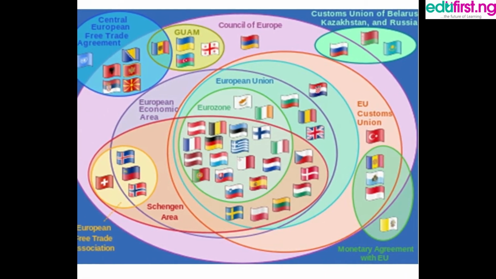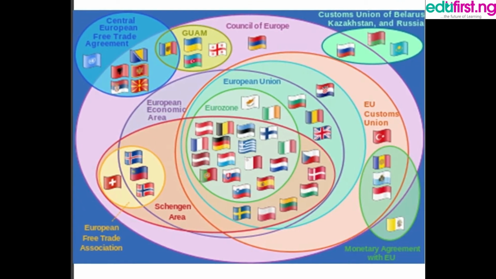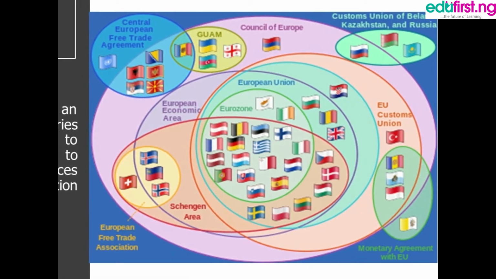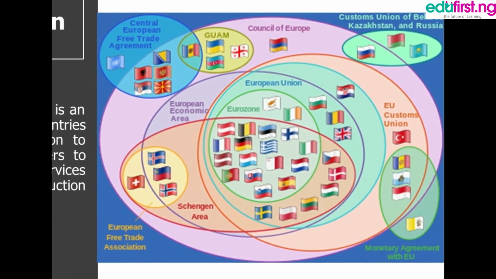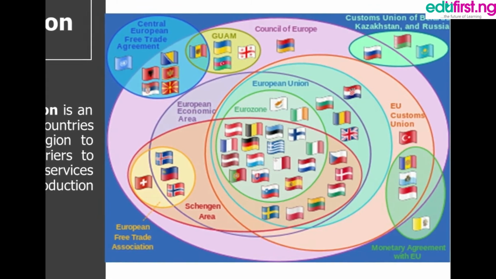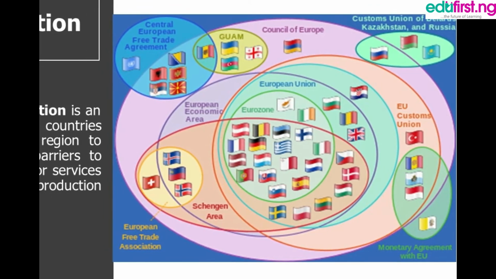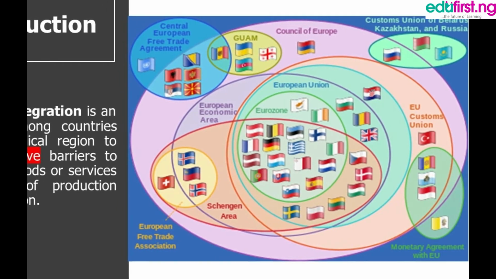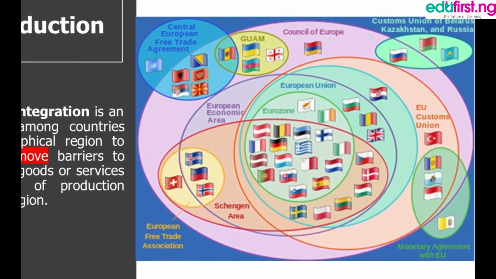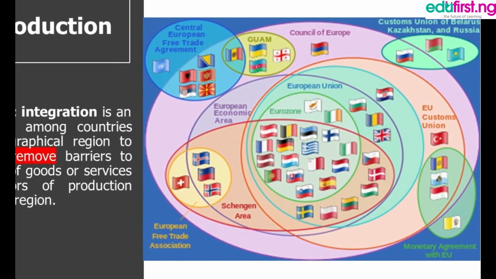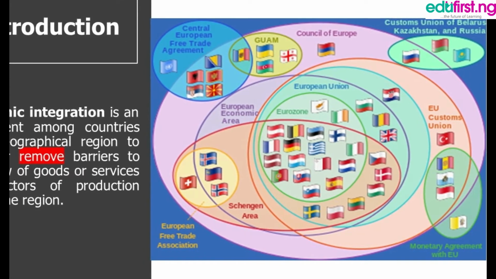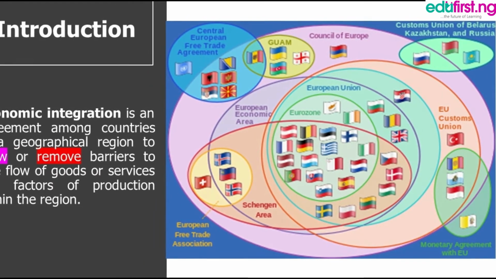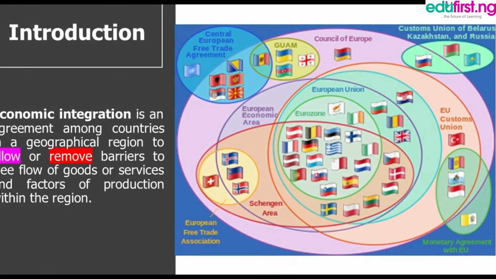Now, let's do a small revision of economic integration part 1. We define economic integration as an agreement among countries in a geographical region to allow or remove barriers to free flow of goods and services and factors of production within the region. Now, I want you to take note of two words in that definition: allow or remove. It is very important. We have discussed much of that in part 1 of this lesson. So let's move forward.